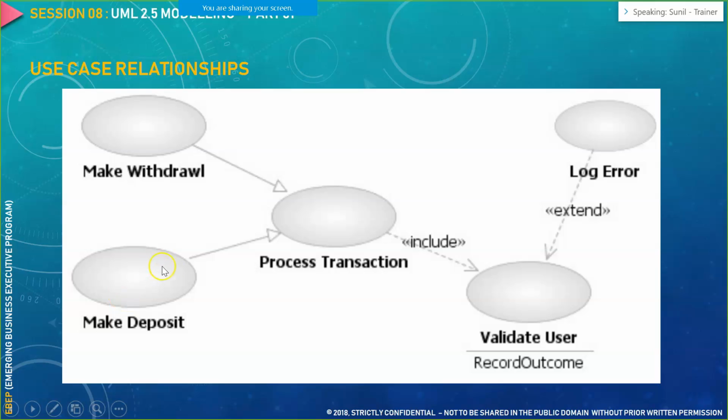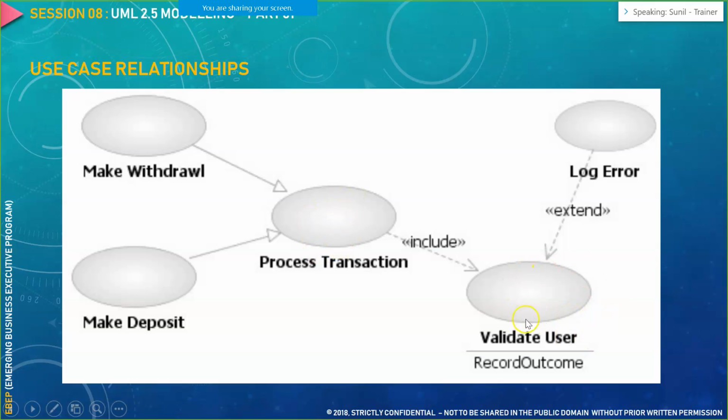Now, consider another use case, make deposit. In order to do a deposit, you also have to process a transaction. When you are processing a transaction, it would validate you. If your validation is successful, your transaction process is successful, and you should be able to deposit that amount into your account. If there is a network outage, then the log error use case would get called, and you won't be able to process the transaction successfully. So this is how you define the relationship between the use cases. Make withdrawal has a relationship with process transaction.